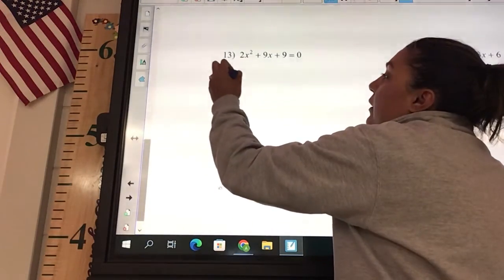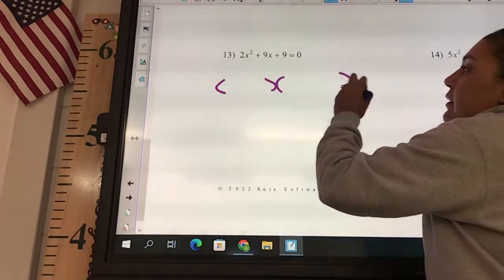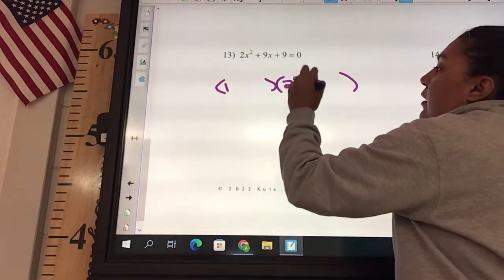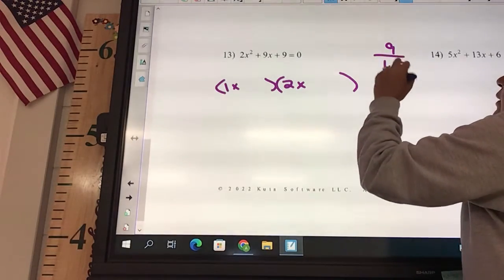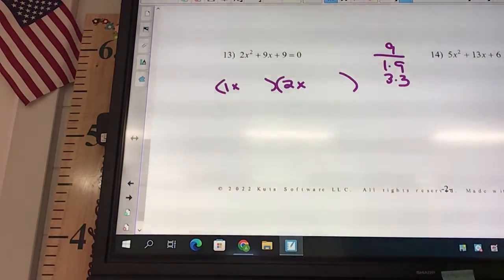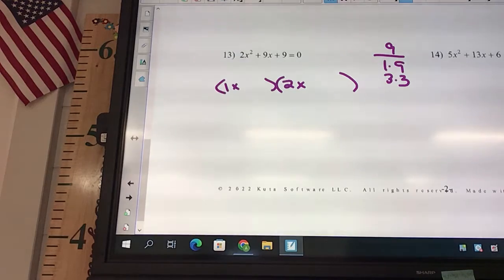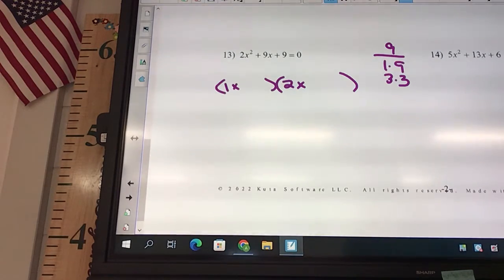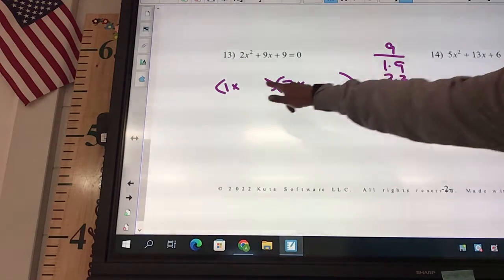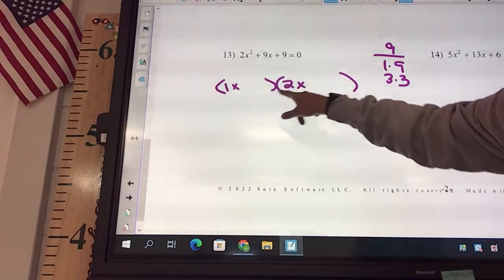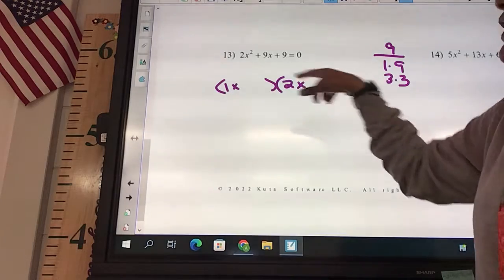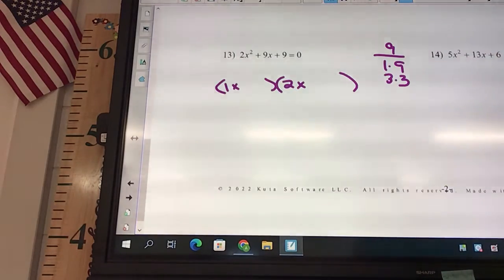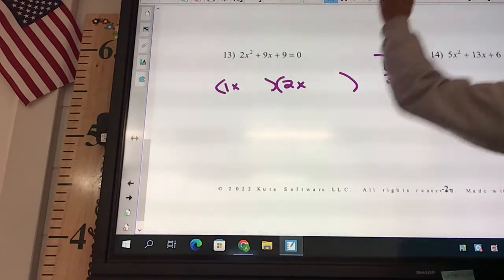Okay, 13, draw your parentheses, and we got 1 and 2, x and x. Okay, for the 9, we got 1 and 9, 3 and 3. So this is what I was saying, if you put the 9 right here, 9 times 2 is going to be 18. And 18 is pretty far from 9. So I wouldn't do 9, then 1. I would definitely start with 1, then 9. But in this case, I'm going to pick 3 and 3.